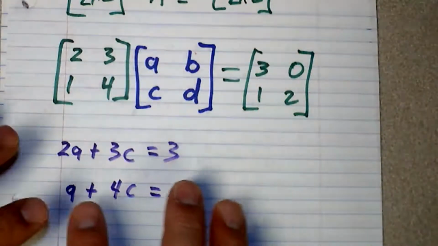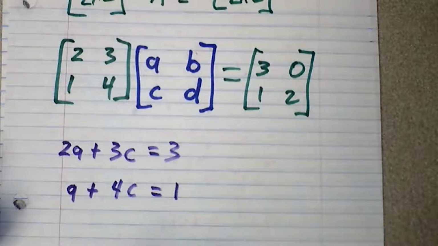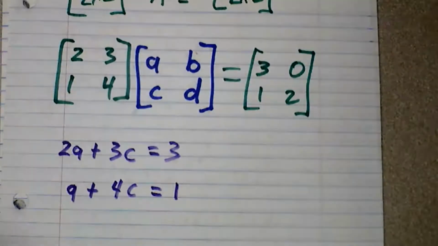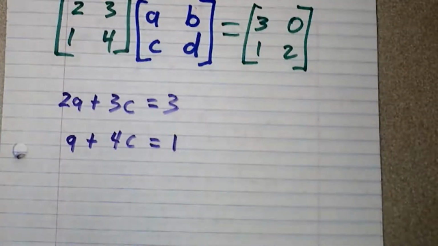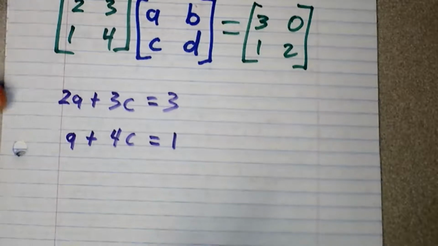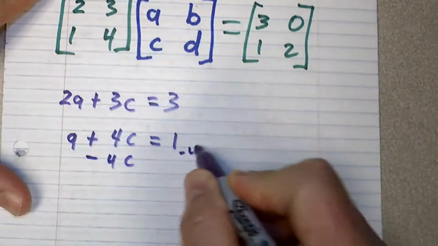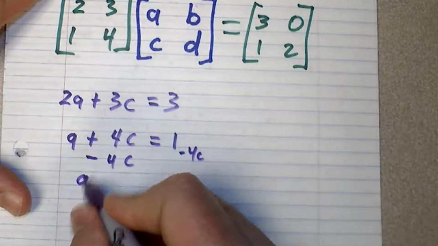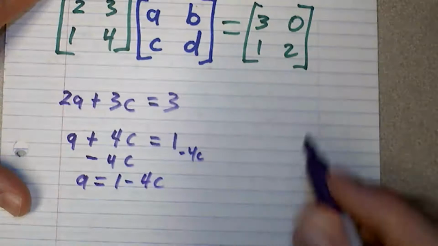Okay, so 2 equations, 2 unknowns, probably going to be able to solve for something here. So I'm going to slow down and just see if I can do this right quick. Not going to lie, it's been a while. Minus 4C, minus 4C. So I'm going to say A equals 1 minus 4C.